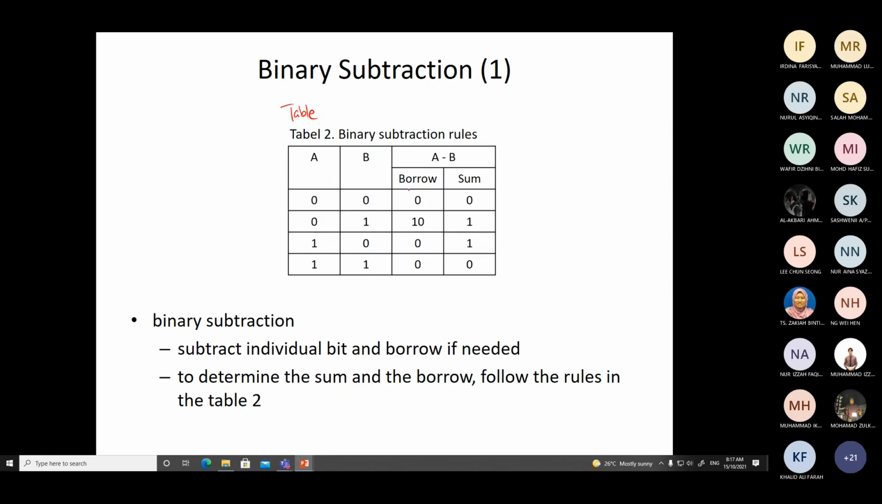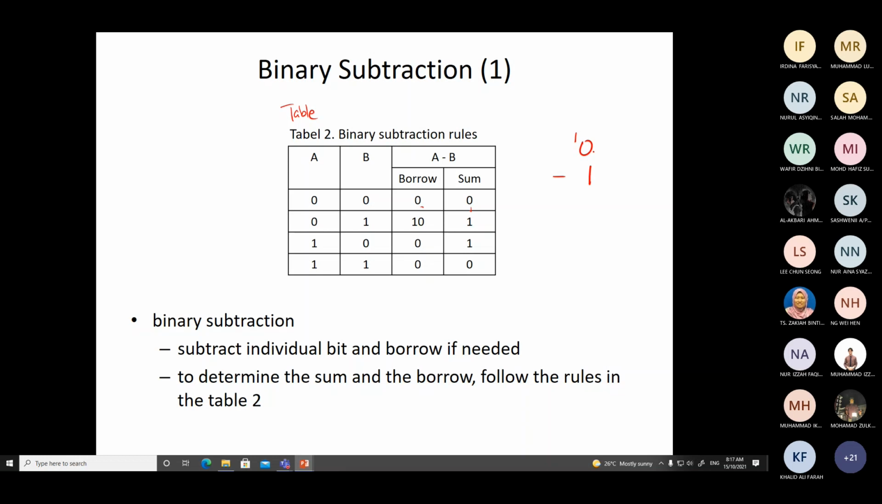Okay, so we have column borrow and then column sum. Let's say this is the one-digit subtraction rule. 0 minus 0, the sum is 0 and there is no borrow. Then 0 minus 1: we assume there's a bit before that, so we borrow. When we borrow, it becomes 10 in binary, 10 minus 1.